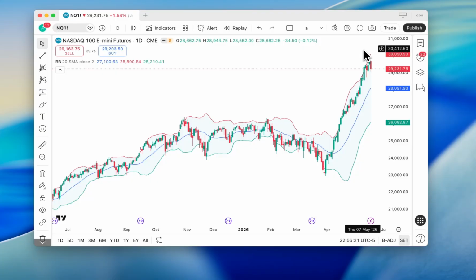Third, you have the band walk failure. When price has been touching one band and suddenly fails to reach it, the trend is weakening. That is an early reversal warning.